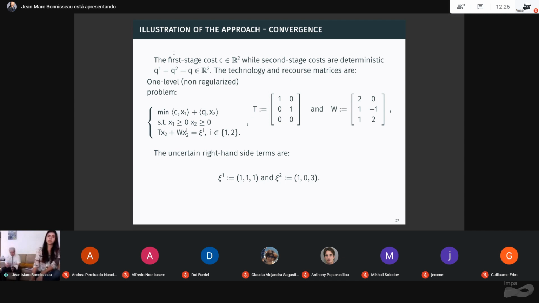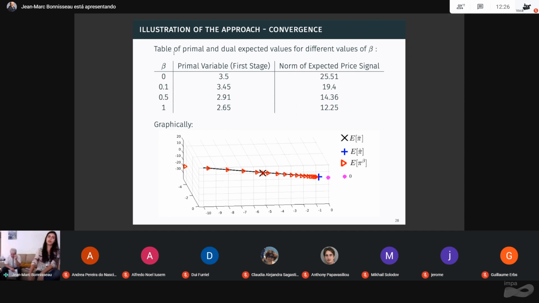So first, we consider this example in R2. It's a simple example that you can solve analytically. We aim to minimize this C x1 plus Q x2, where these are vectors in R2. And we have this technology matrix of the joint equation. So here we consider two scenarios, psi1 and psi2. What we see is that when we solve the problem for beta equals 0, the answer we have is an expected price signal with norm 25.51.